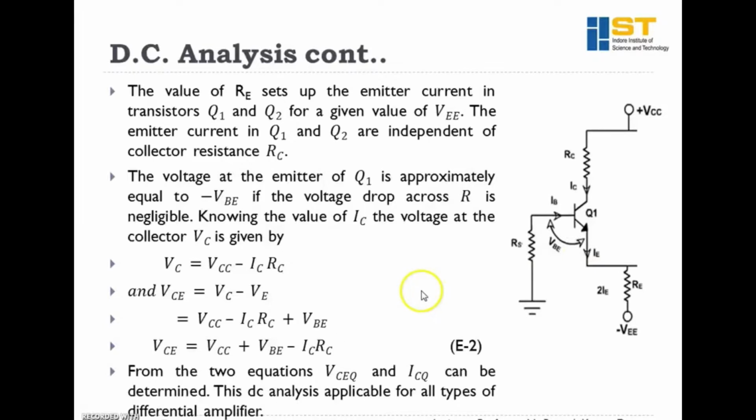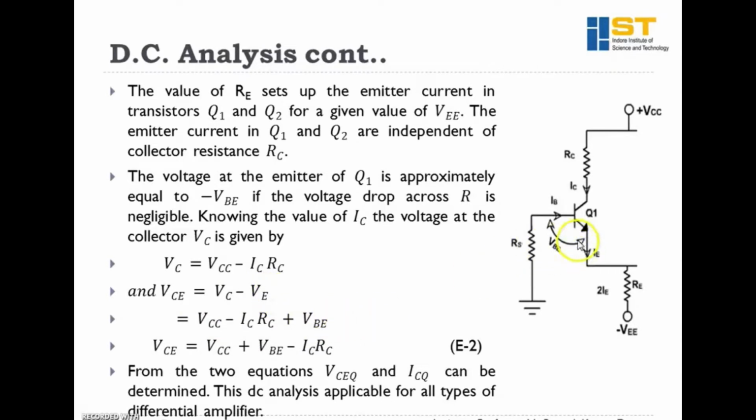Now we have to find the second operating point, that is VCEQ. So for that we can get the voltage VC here. What is the VC voltage here? That it is the VCC minus IC RC drop. And also we can find that VCE, the voltage drop between collector and emitter, is VC, that is the collector voltage, minus VE, that is the emitter voltage. So we can put the value of VC from this equation. So then we can get VCE equals to VCC minus IC RC minus VE.